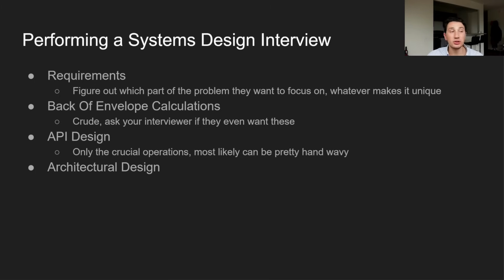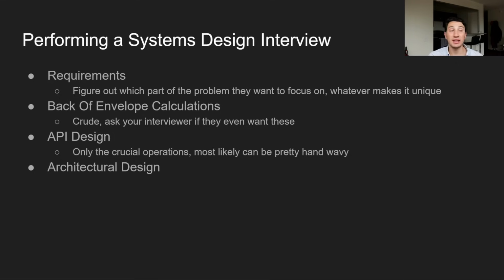Next, they may want you to do some back of the envelope calculations. You don't always necessarily have to provide them, and if you do, they can be pretty crude, but you're ultimately trying to get an estimate of maybe the number of reads relative to the number of writes, which path you want to optimize for, whether it's read optimized or write optimized. And maybe if there's a ton of storage, whether you're ultimately going to need to do things like partitioning or replication or anything like that. These are all terms that we're going to discuss later in this video.